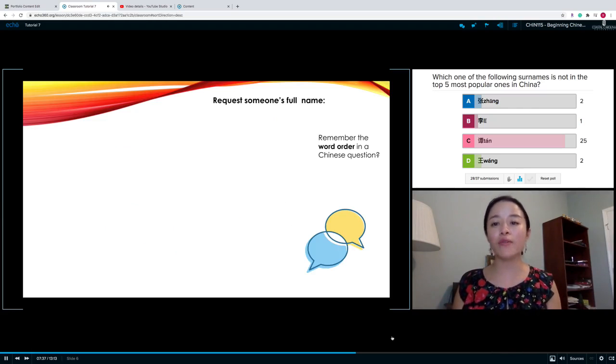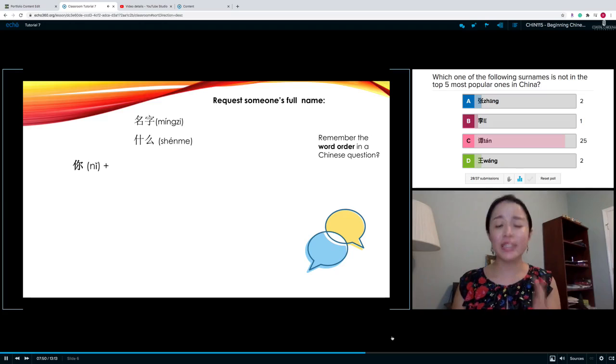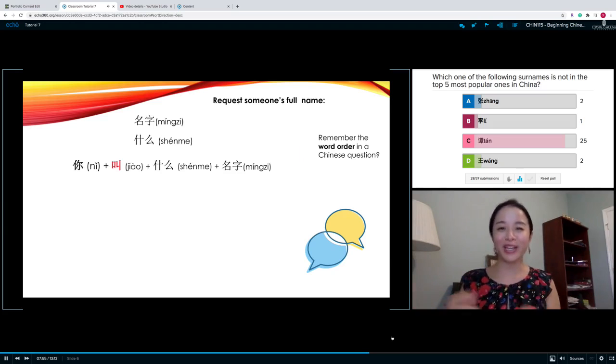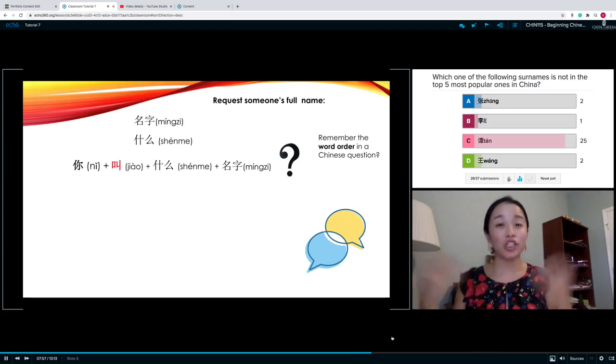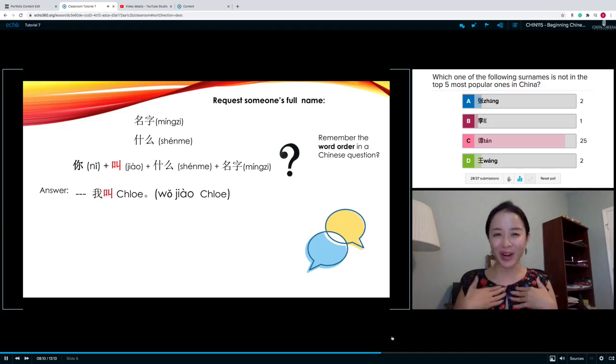So to request someone's full name, we use the word 名字. 名字 is name. 什么 is what? 你叫什么名字? You are called by what name? 你叫什么名字? Answer: 我叫 Chloe. 我叫心意.